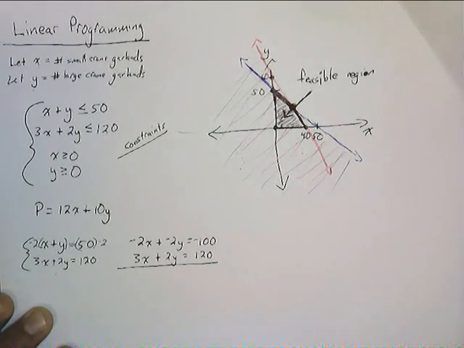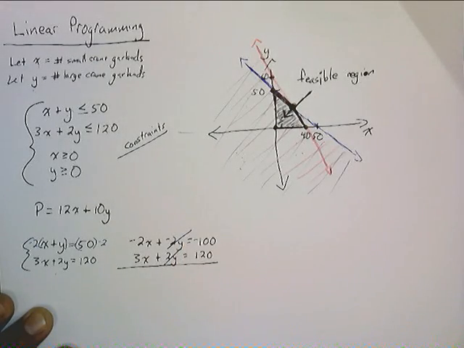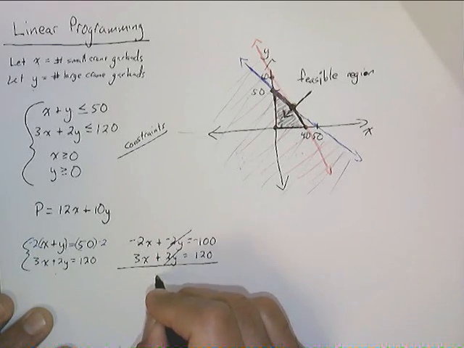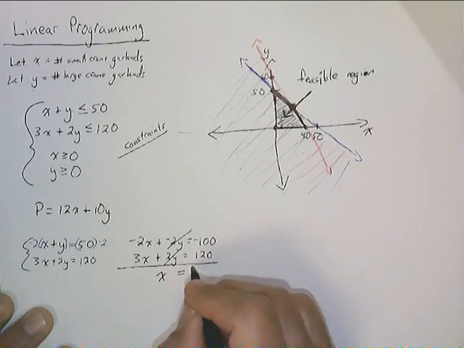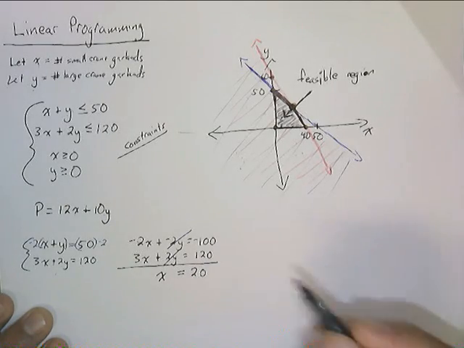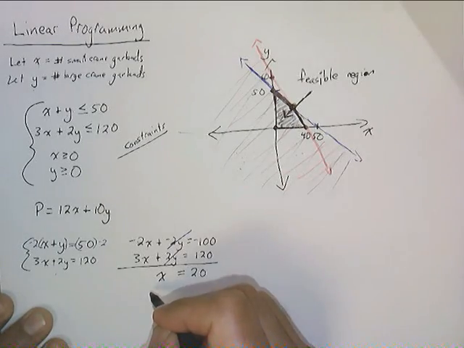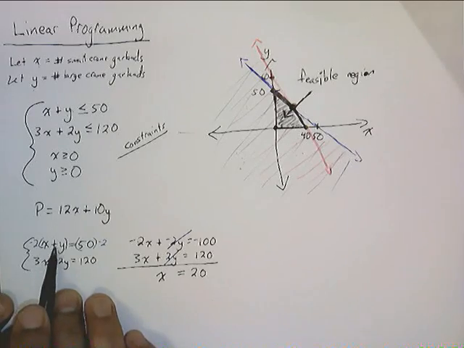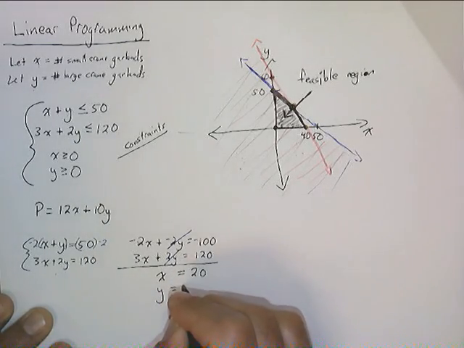And now when we add the two equations together, really combining the like terms here, the y's are going to cancel out. So negative 2x plus 3x gives us x. Negative 100 plus 120 gives us 20. That's the x-coordinate of this point. So the y-coordinate we get just by plugging back into the original equation. Well, of course, if x plus y equals 50 and x equals 20, then we know that y has to be 30.